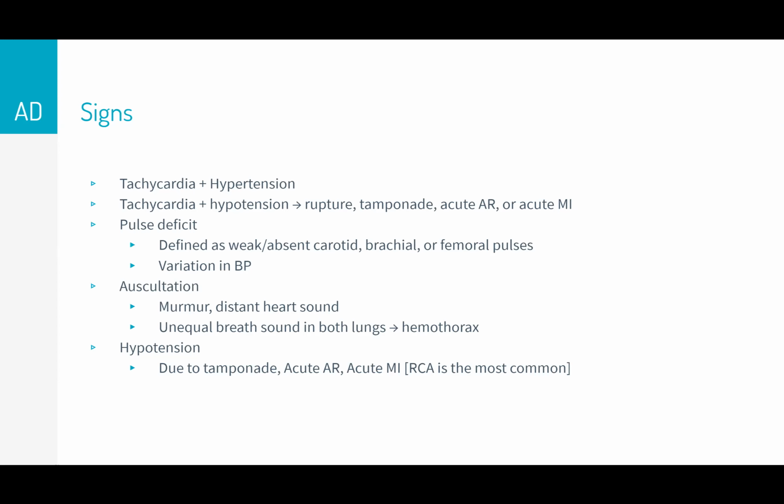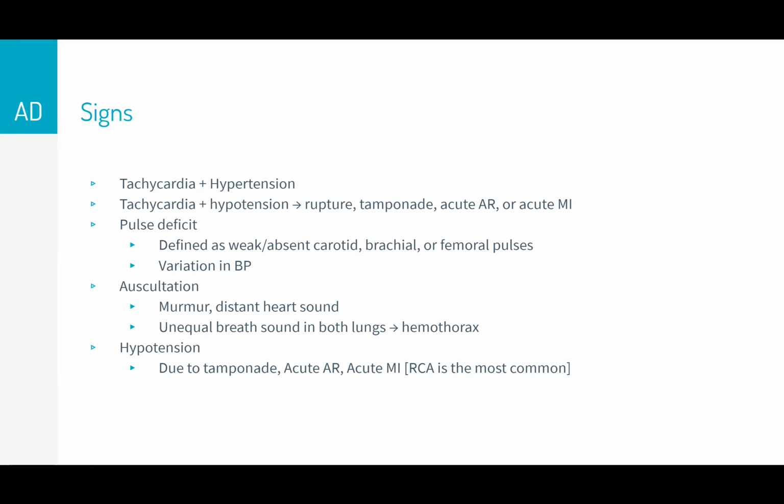Okay, so with auscultation, a murmur is either due to aortic regurgitation, or there is a distant heart sound with pericardial tamponade. Aortic regurgitation usually happens in one half to two thirds of patients with type A aortic dissection. Also, another auscultatory finding, you might have unequal breath sounds in both lungs, and that might be due to hemothorax. The last thing is hypotension, which can happen due to tamponade, acute aortic regurgitation, or acute MI.